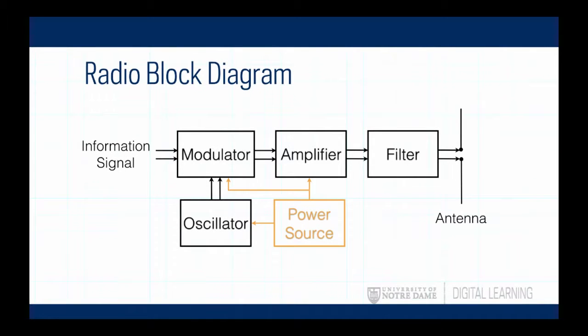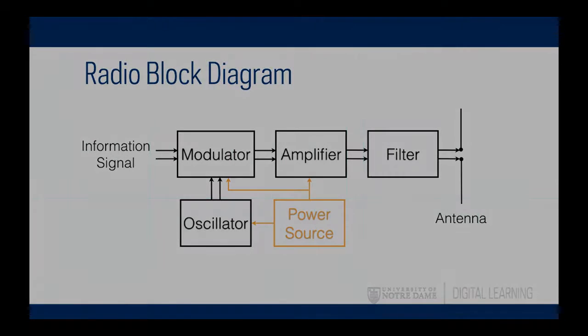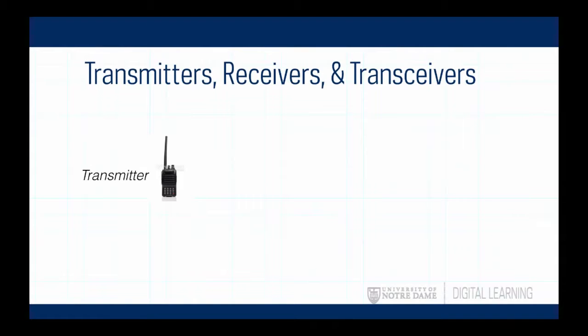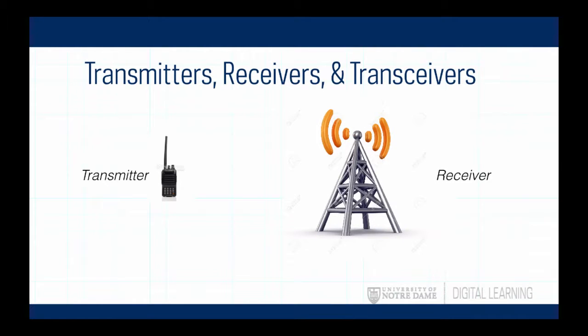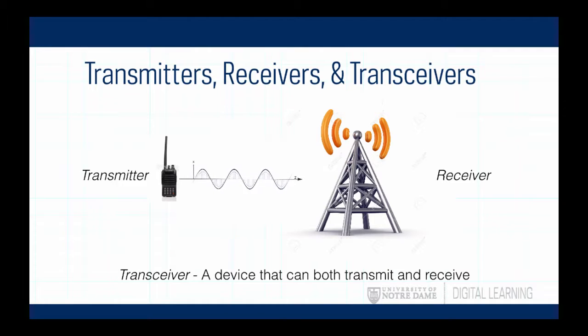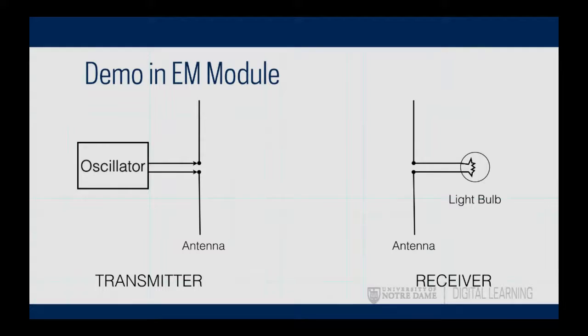So at a high level, we want to summarize the functionality of the building blocks shown in the diagram here. We will focus on transmission from one radio, called the transmitter, to another radio, called the receiver. When a device has both transmitter and receiver functionality, we often call the radio a transceiver. The simplest radio transmitter and receiver setup that I can imagine is a rudimentary version of the one we use for the EM wave module.